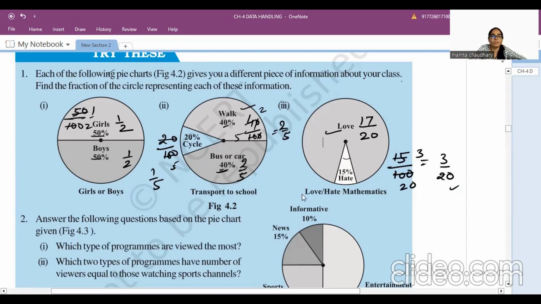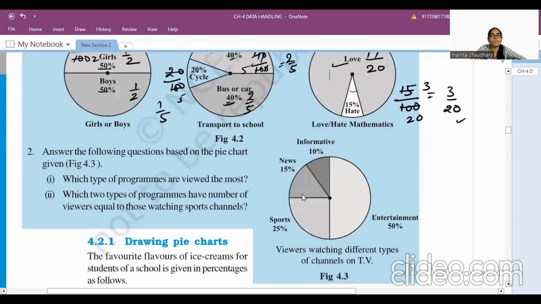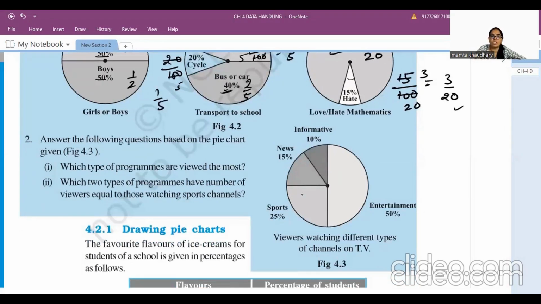Okay. Now next question. Answer the following question based on the pie chart given here. Which type of programs are viewed the most? You can see this is entertainment, because it is 50%. So entertainment. Now second, which two types of programs have number of viewers equal to those watching sports channel?